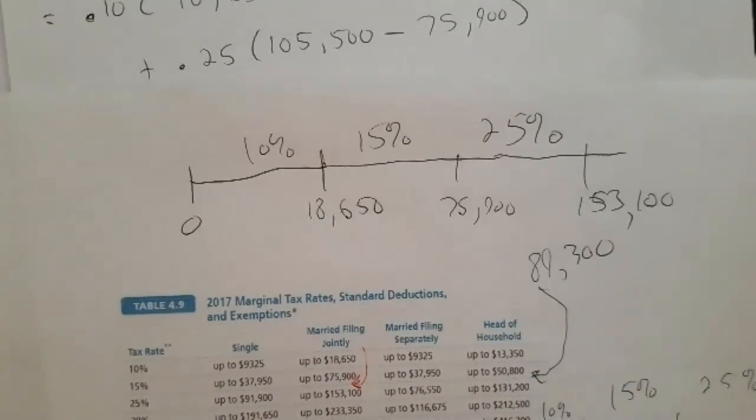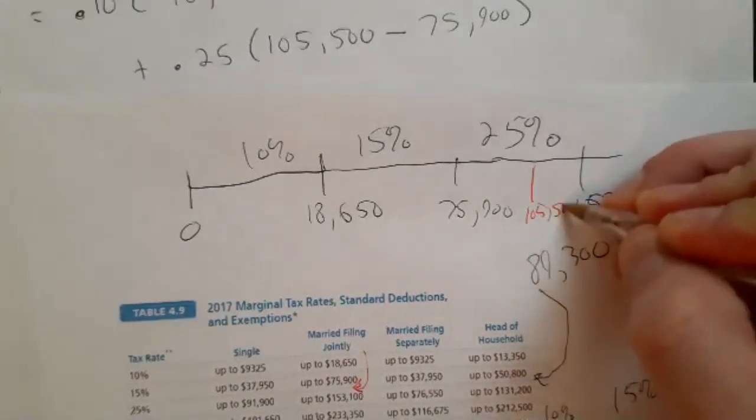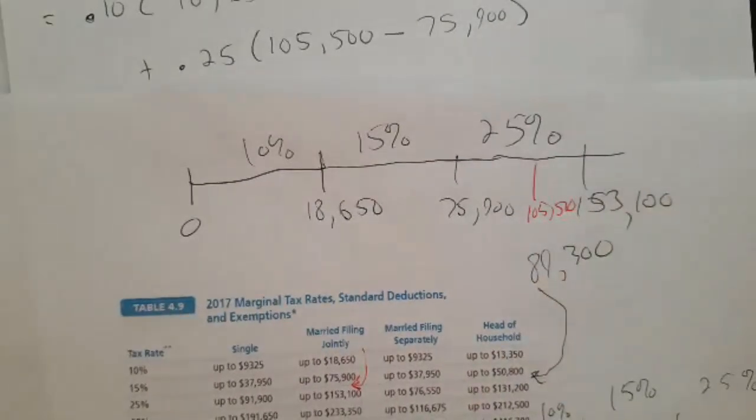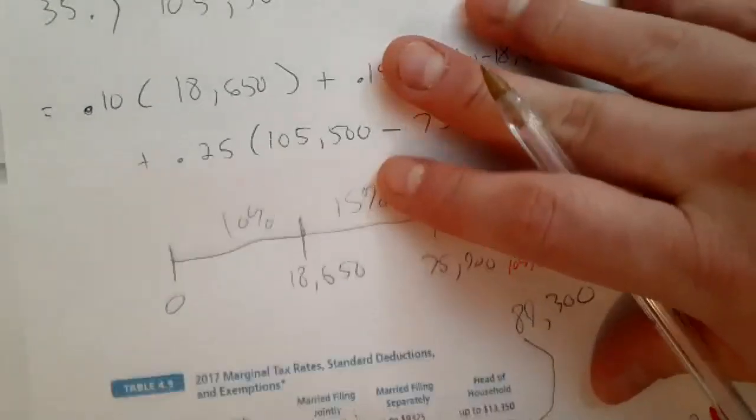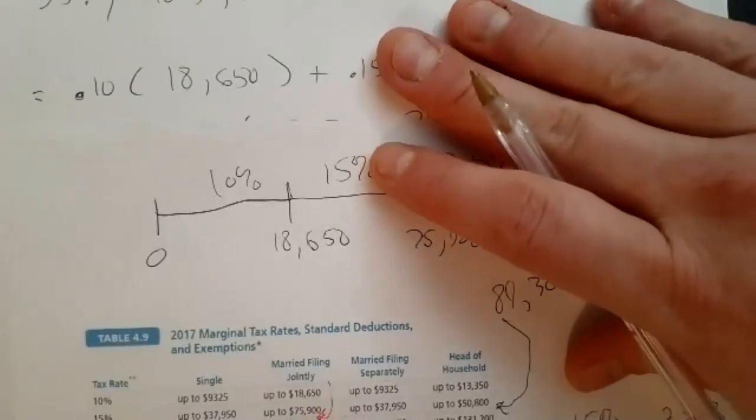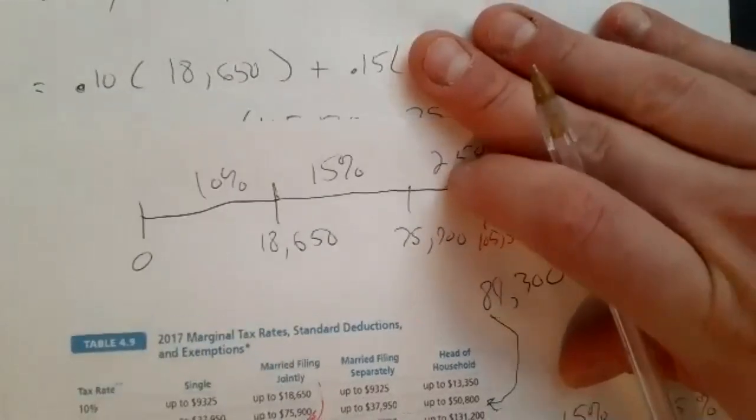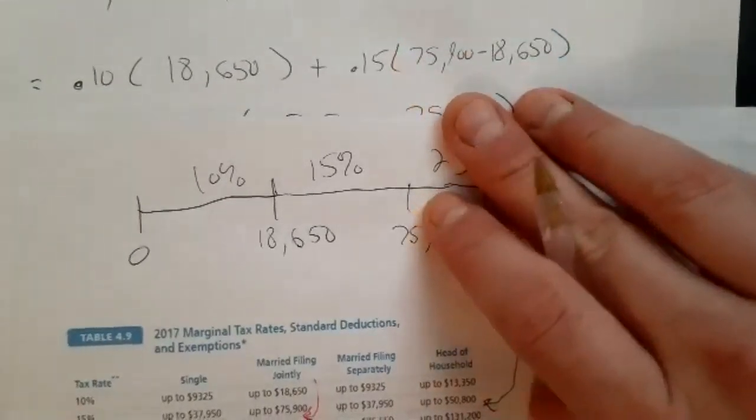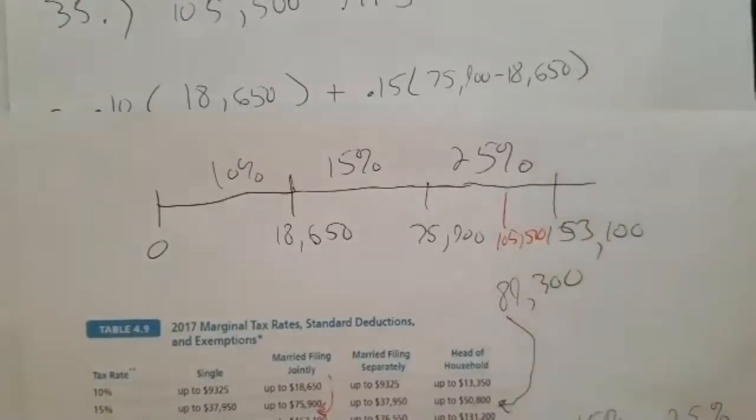And we want to go to, what number was it? 105,500 is the number I want to go up to. It should fall right in there somewhere, right? And so I've already kind of done 18,650 minus 0. You don't really need to do the minus 0. The next thing is the 15%. What gets taxed at 15%? It's that higher number minus that lower number. So that's the next bracket.